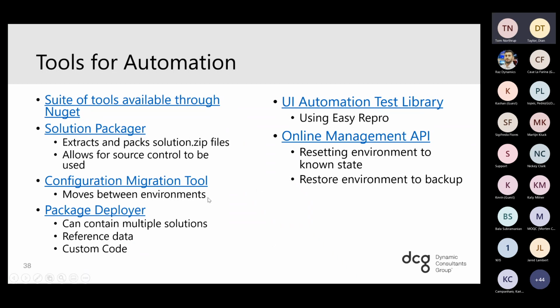The configuration migration tool moves the solutions once it's packaged together. Your package deployer can deploy multiple solutions. It can deploy reference data. It can deploy custom code. The package deployer would then take your different solutions and you can move them all together, and including data. It's how the trial environments are created. There's a package deployer that deploys all the solutions.